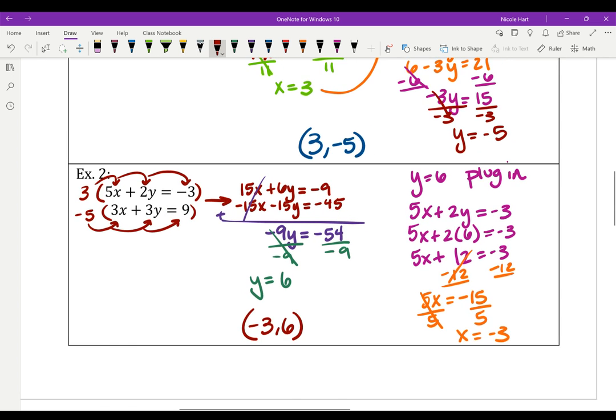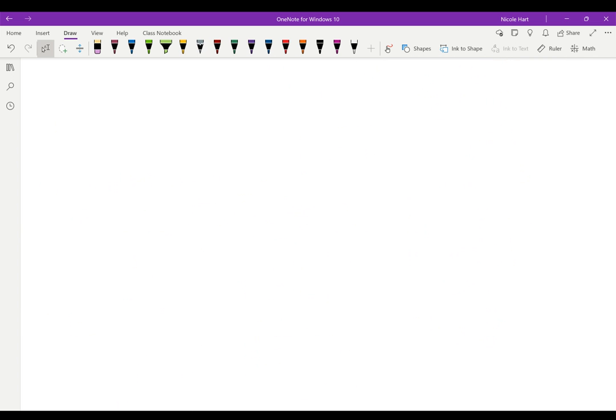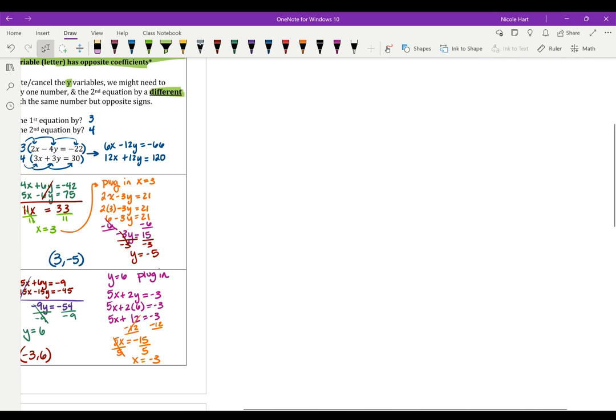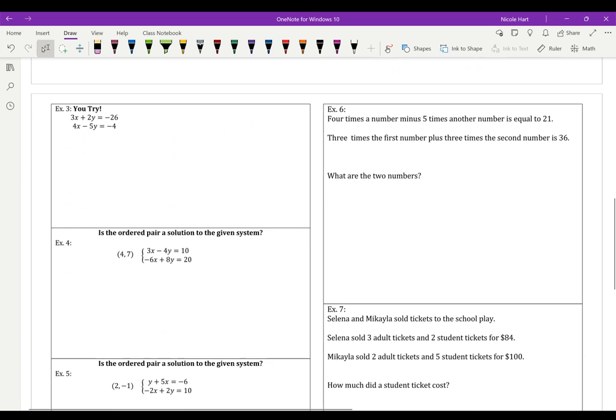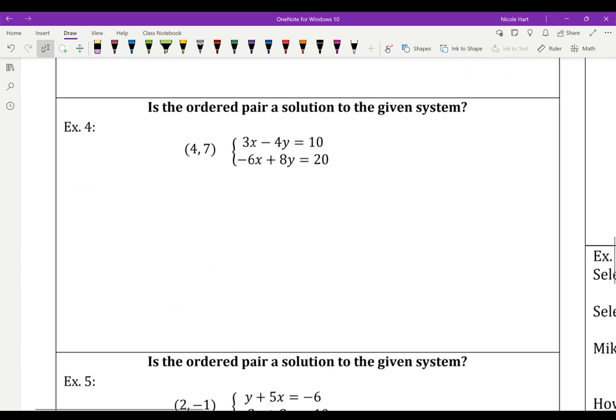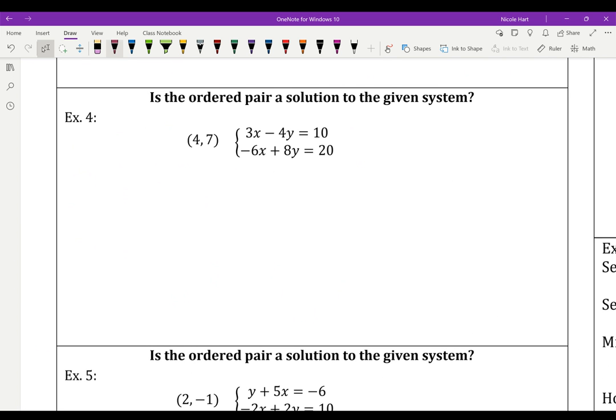Okay. So I'm going to scroll down. Again, I'm going to leave example 3 for y'all. So I want to look at the next set of situations. Here I have given you an ordered pair, and I want to see if it's a solution to the given system. So that just means we get to plug it in, and we're going to plug it into both equations.